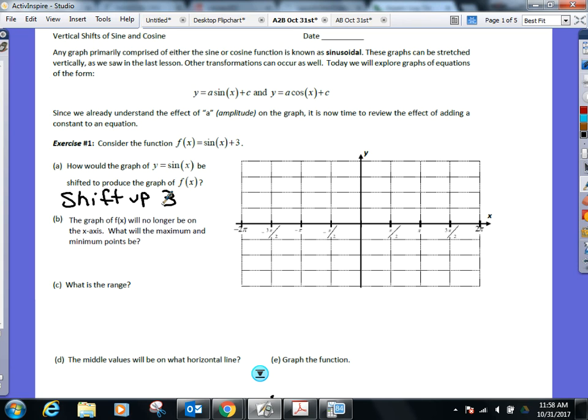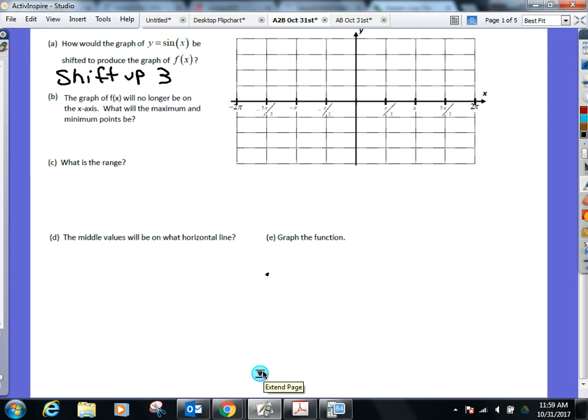So that means my max and my min will no longer be -1 and +1. I'll have new maxes and mins, and I want to know what they are. So think about it. I'm taking a minimum of -1 and a maximum of 1, shifting them up 3 units. What's my new minimum? What's my new maximum? Alex, you ended it, so I need somebody else.